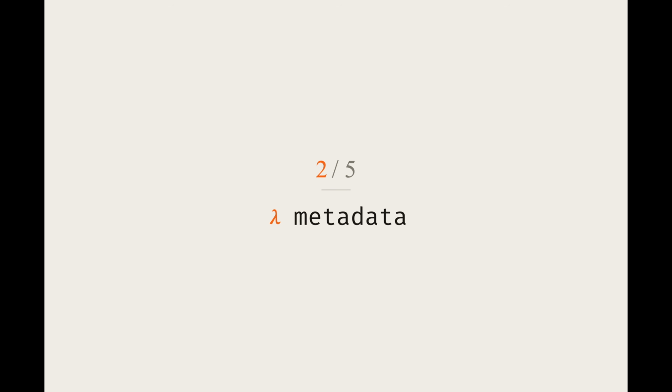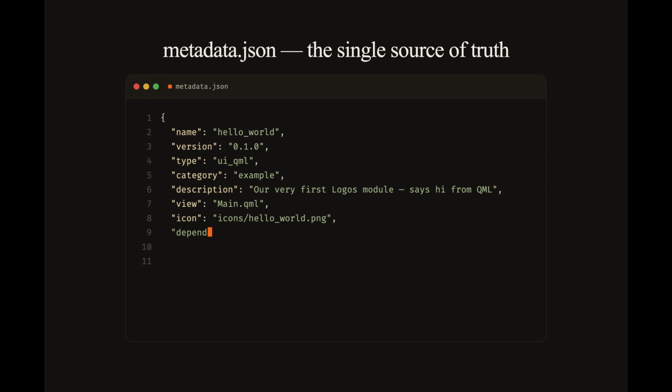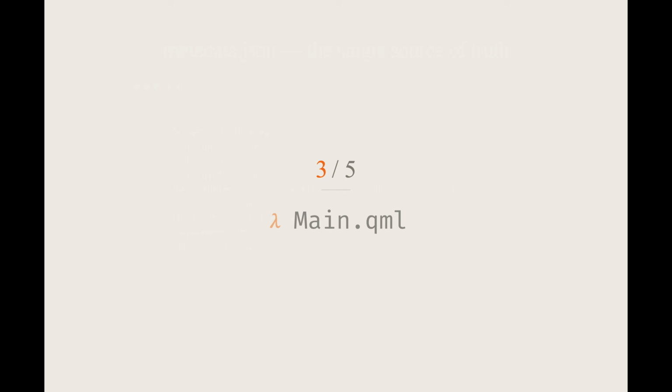Now, over to the second step, modifying the metadata. Metadata.json holds the module information, including the name of the module, the type of the module, which in this case is UI underscore QML, because we are building a UI module, and view attributes to main.qml, which is the entry point for the application. Step 3, which is going to be modifying the main.qml file.